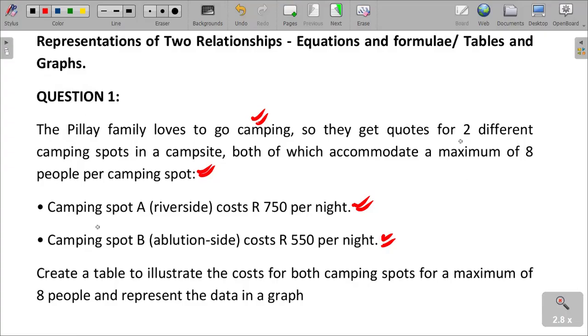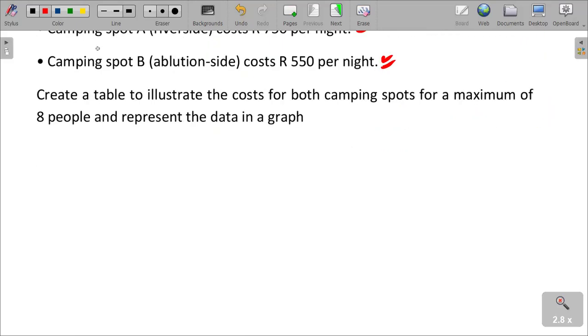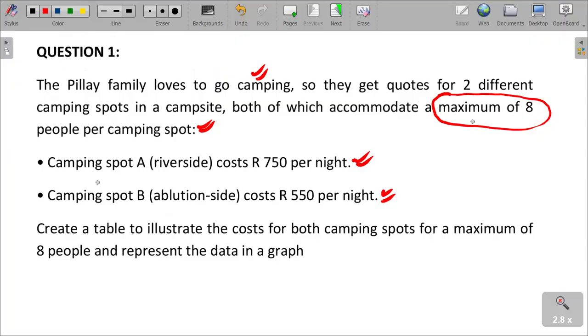We are given that this is for a maximum of 8 people. It is stated that it is for a maximum of 8 people per camping spot. So that is where you are supposed to be able to see the difference that we need to work on. So let's do this now. We are saying the table.